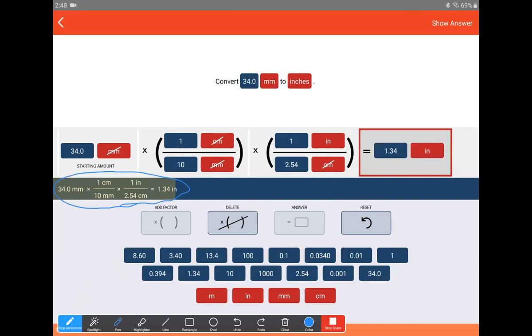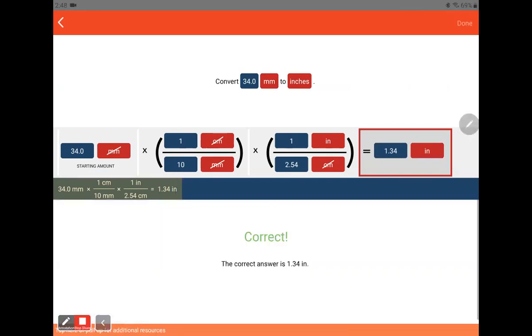Let's see how we did. There we go. But you can't just type in the answer, you have to show how you got there, which is one of the cool things about this homework.